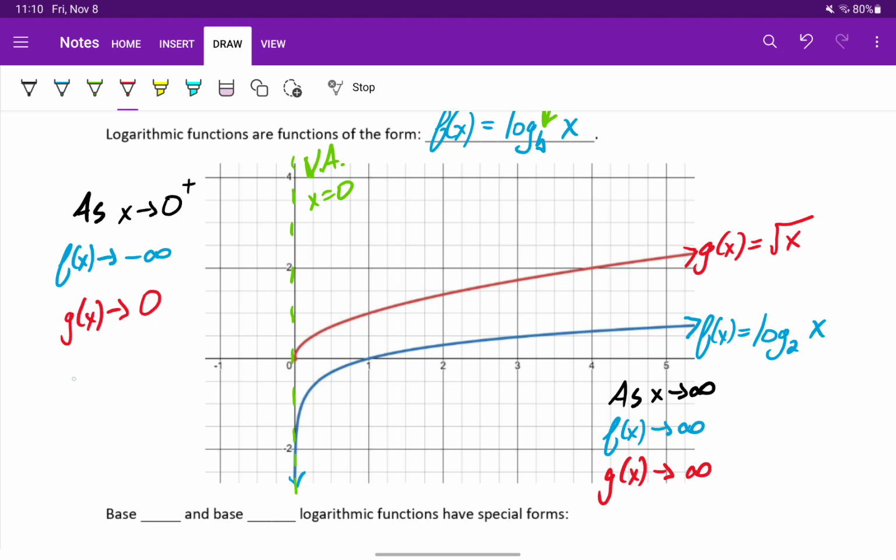We can actually take that a step farther to say that g of 0 is equal to 0. So not only is the square root function approaching 0, it actually hits a function value of 0 when x is equal to 0, versus f of 0 is undefined because we have that vertical asymptote that the curve will approach but never cross over.